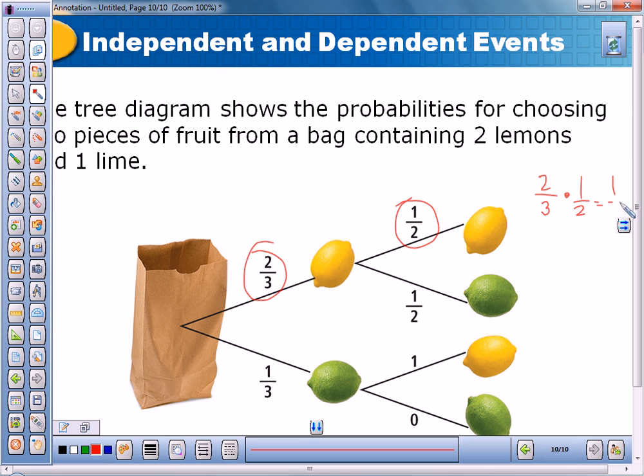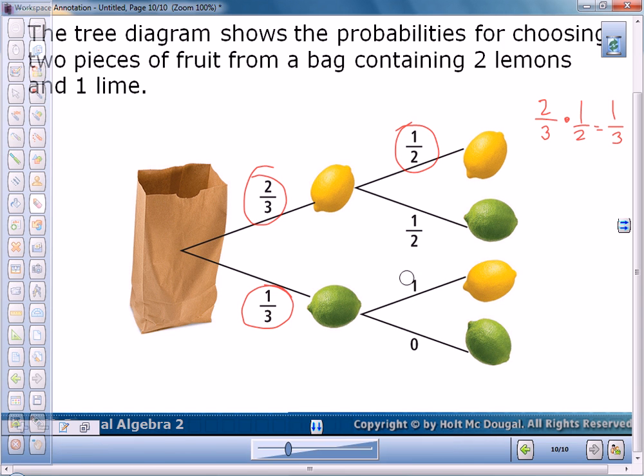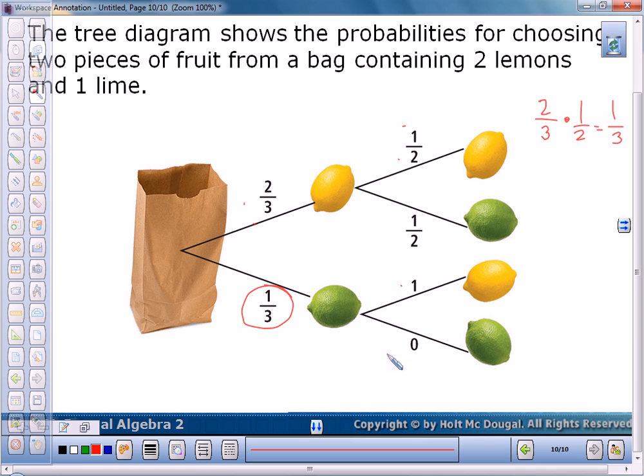We got it? What would be the probability of doing a lime then a lemon? 1/3 times 1. So a lime then a lemon would be 1/3. What about a lime and a lime? 0, because there aren't 2 limes in the bag, are there? But if I did 1/3 times 0, what do I get? 0. Okay, we good? All right.